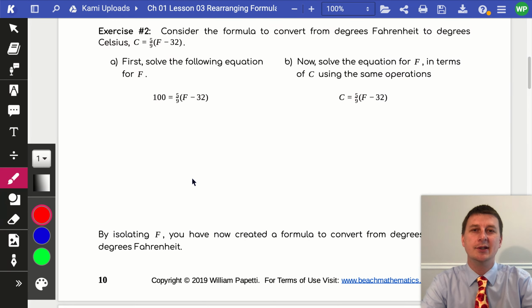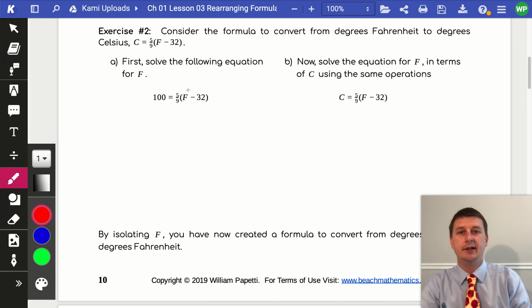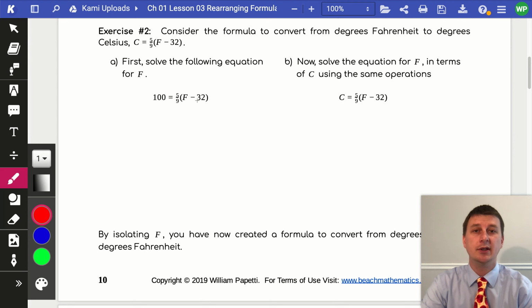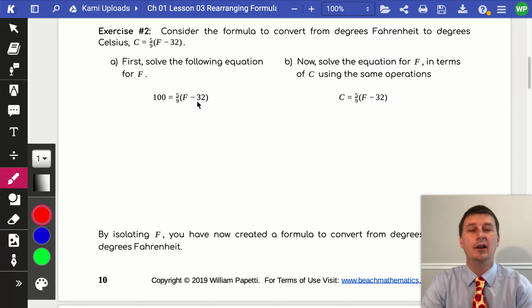And we're going to continue on with exercise number 2, where we're going to be looking at the formula that's used to convert from degrees Fahrenheit to degrees Celsius. So the first thing we want to do is solve that equation for F. Again, we just have the unknown variable here, so we're going to solve this using the steps we used to solve a one variable linear equation in our previous lesson.